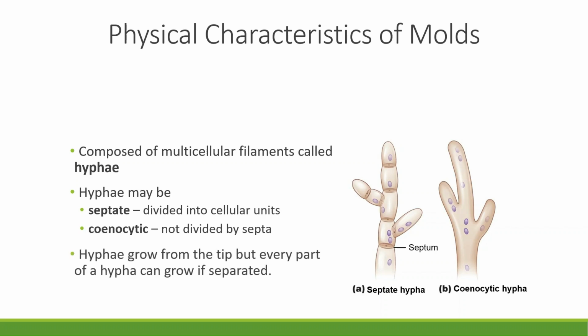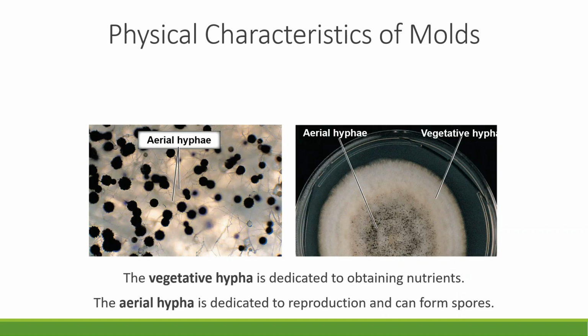And the way these filaments grow is they grow at the tip. So every tip that you see here can have an outgrowth along the way. And additionally, if this hypha, or hyphae if you're talking about more than one, breaks, then you can have a new hypha that forms from the part that gets broken off. So that would be a form of asexual reproduction.